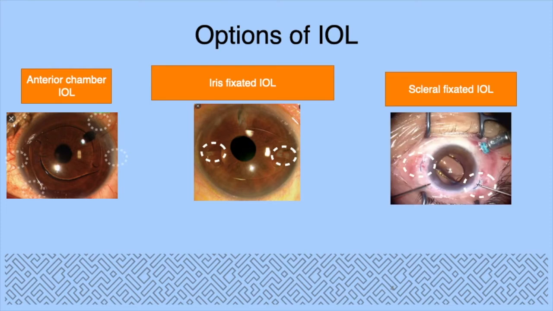Now let's look at our options of IOL that we have to replace the PC-IOL. The one that we are most familiar with is the anterior chamber IOL, which anchors at the angle. Iris fixated IOL, which can either be sutured or iris claw. Lastly, scleral fixated IOL, which can either be sutured or non-sutured.